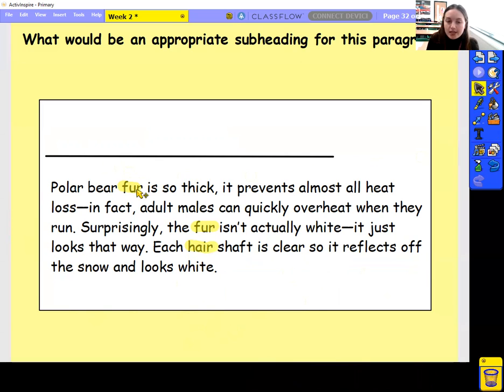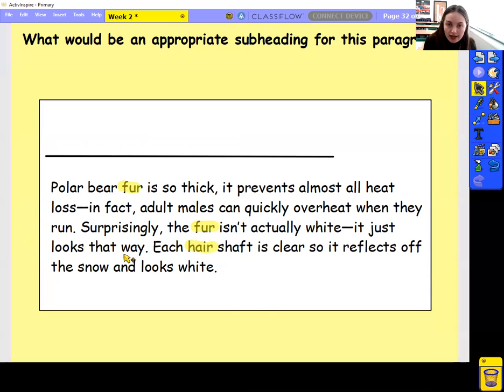Can you see how we've repeated fur twice in this paragraph, and then we've talked about a polar bear's hair as well? Hair and fur are the same thing, so we're talking about what in this paragraph? What are we talking about? Fantastic, we are talking about polar bear fur. We are talking about what polar bear fur is like.